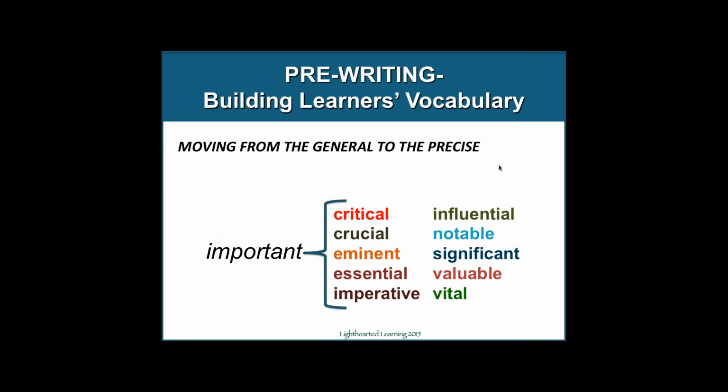Now, the other aspect of pre-writing that is very important to focus on is the building of learners' vocabulary. And obviously, at the lowest level with our learners, we're not going to focus so much on the precise language. We are going to want to introduce some of that, but we want to first get the more general language. But as we move into the intermediate level, we really want to be thinking about helping learners work with more precise versions of the term. So good, important, these are words that have a variety of shades of meaning when we go to the precise vocabulary. So we want to make that available to learners.